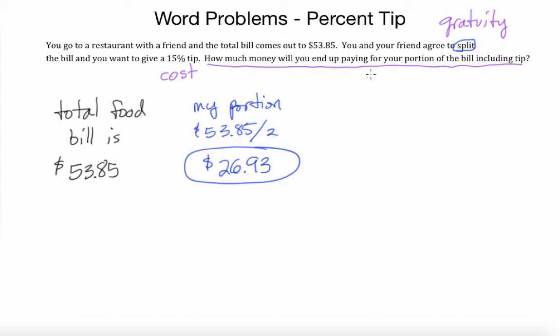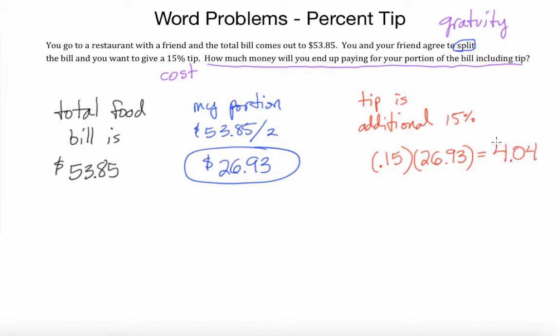But then I want to give a tip. So tip is an extra additional 15%. So I need to figure out, okay, well, what is 15% of that amount right there? I have to pay $26.93, so 15%, turn that into a decimal, 0.15, because 15% is 15 out of 100. And I want to find 15% of $26.93. Okay, if I calculate that out, I get $4.04. Again, I rounded it to the nearest cent.